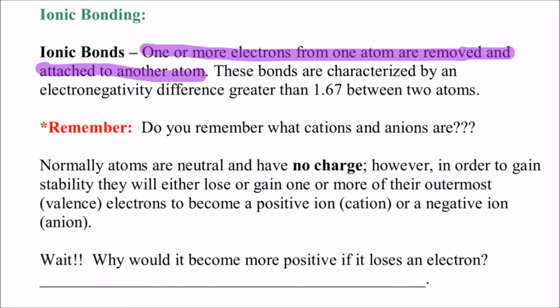Alright, here's the question. Do you remember what cations and anions are? We talked about them in the periodic trends section. Hopefully you remember that cations are positively charged ions and anions are negatively charged ions. And remember, an ion is just a charged particle. So normally atoms are neutral, meaning they have absolutely no charge at all. But in order to gain stability, they will lose or gain one of their electrons from the valence energy level.